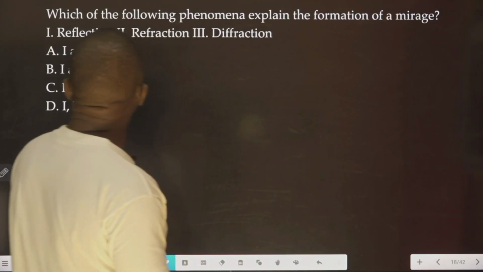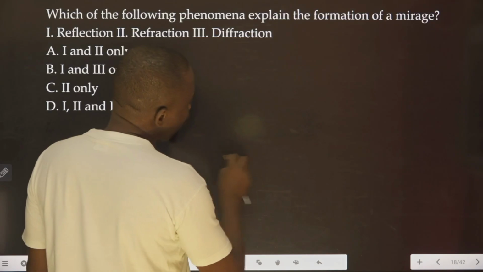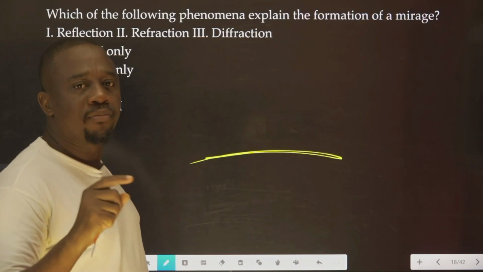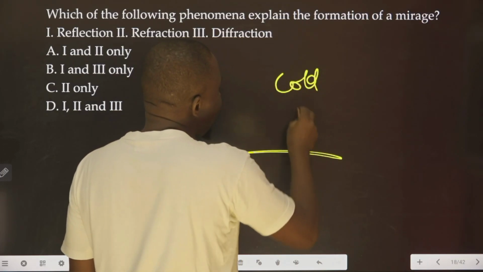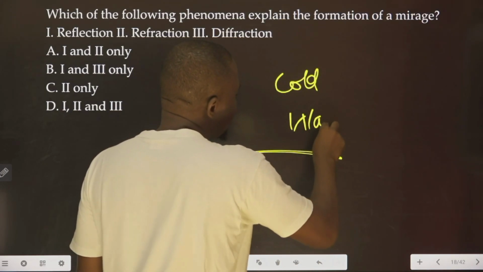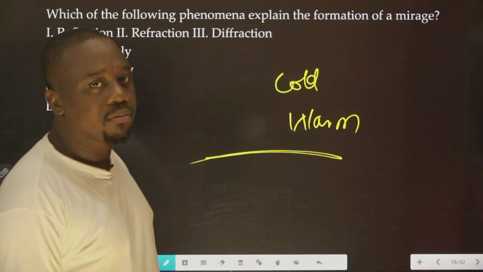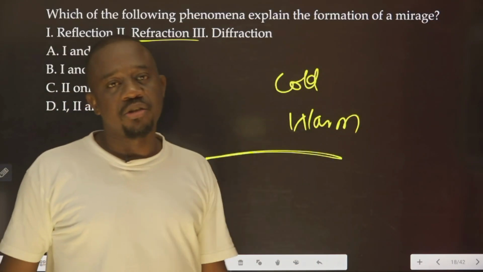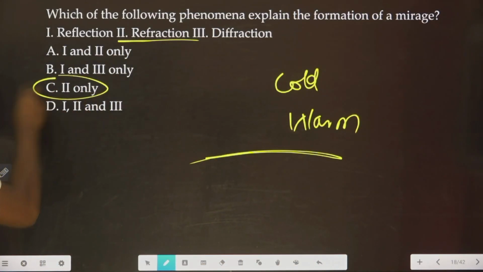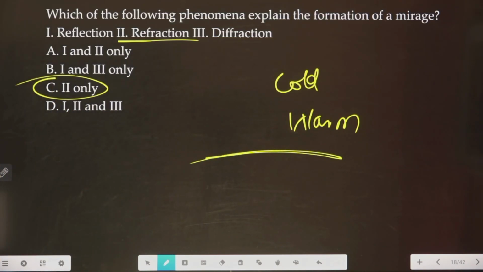Okay? Let's look at this. It says what? Which of the following phenomena explain the formation of a mirage? Refraction. You have light going from one medium to another. You have cold air and warm air. When light moves from one medium to another medium, what happens? You have what? A mirage. So therefore, this is the answer. Okay? That is C.